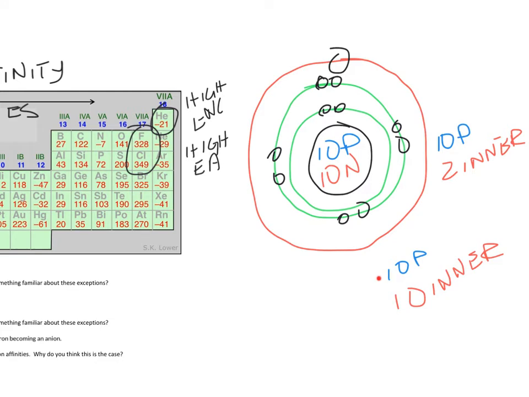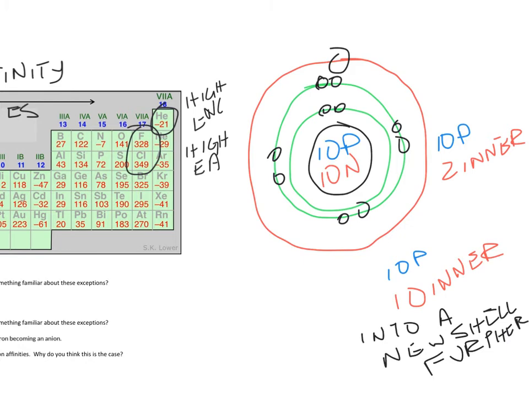So this means that we have basically equal amounts of attraction and repulsion. So it's going to be very, very difficult for neon to accept an additional electron, even though it's very attracted to its own. So the noble gases have very low electron affinities because if you try and give them an electron, it is going into a new shell further out, which is going to have a lower effective nuclear charge.